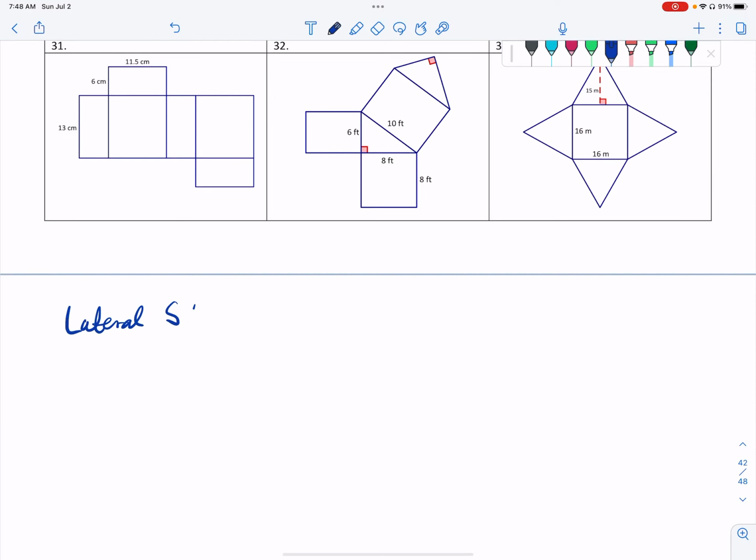Lateral surface area is equal to the area of, in our case, it's going to be rectangles. If it was a pyramid that we were going to do, it would be these triangles that are here around the side. Area of everything but the bases.